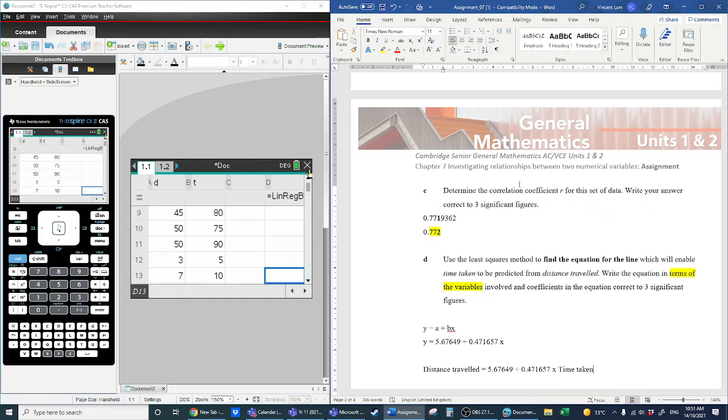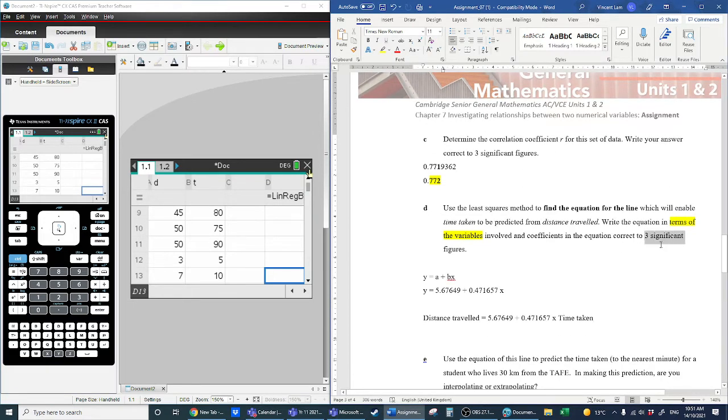Alright. However, we need to finish it up with the 3 significant figures. So 3 significant figures, all numbers that are bigger than 0 are significant. So that will be the 5, that's 1, 6, that's 2, and the 7, that's 3. On this one, the 0 doesn't count, so it's 4, 7, and the 1.